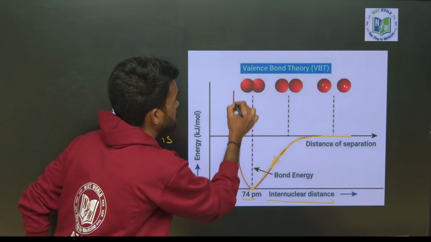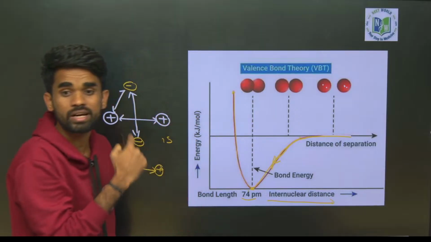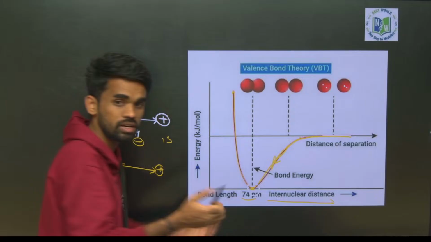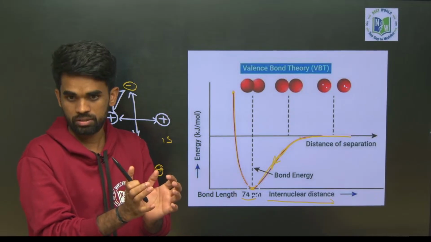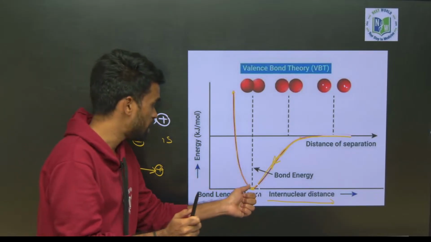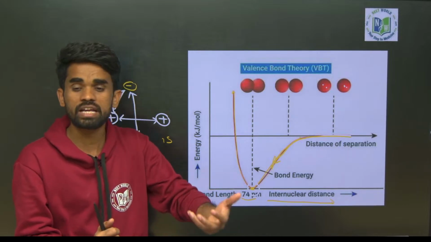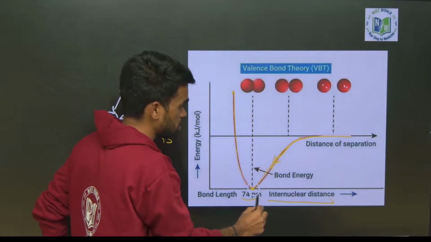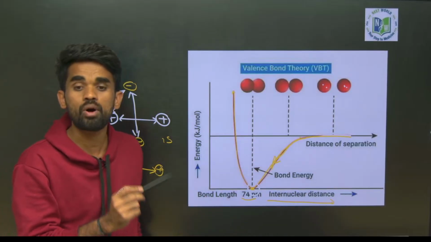See here, why is it getting raised? Because repulsions are dominating. Okay, so this is the minimum distance that you can put them together, and where the force of attractions dominates over the repulsions. Therefore, that distance is called the internuclear distance or the bond length.